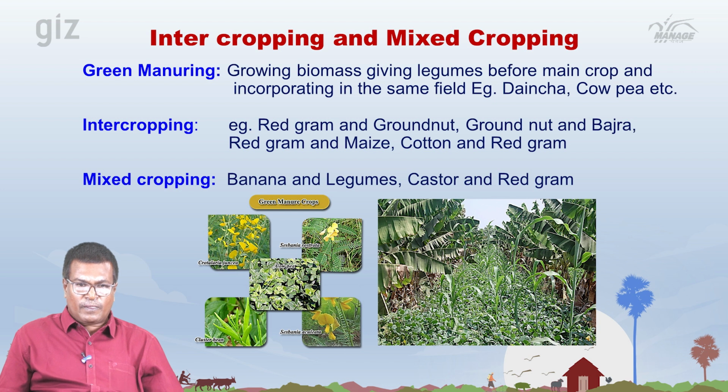also a mixed cropping. And intercrops means very popular intercropping system in southern Andhra Pradesh is red gram and groundnut. So for every 7 or 8 or 11 rows of groundnut, 1 row of red gram is grown, and groundnut and bajra, red gram and maize, cotton and red gram. These are all the better intercropping systems.